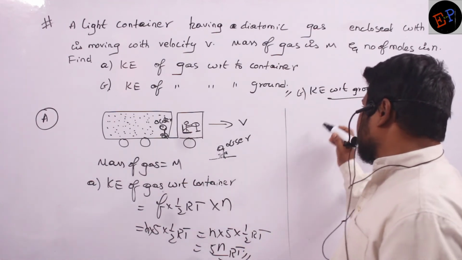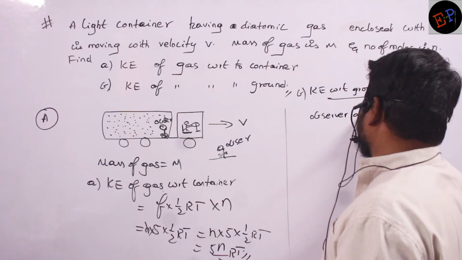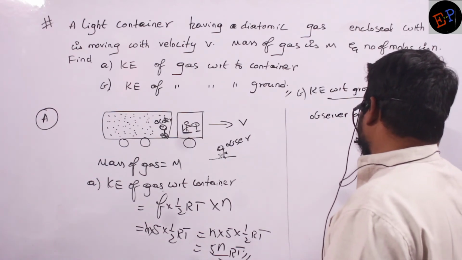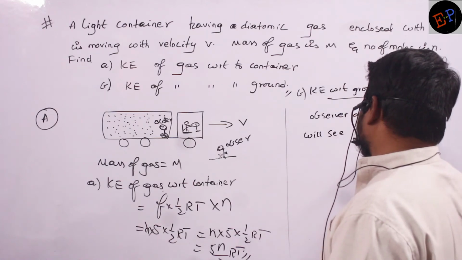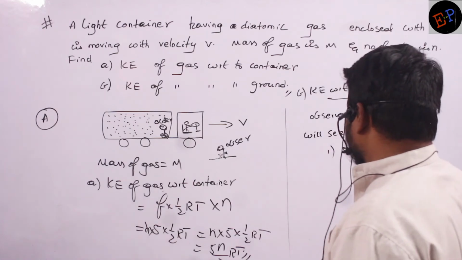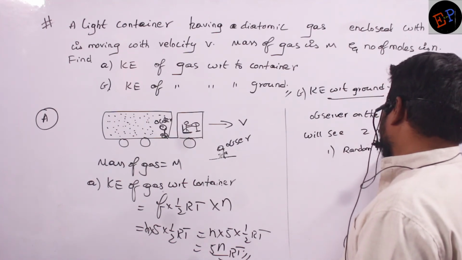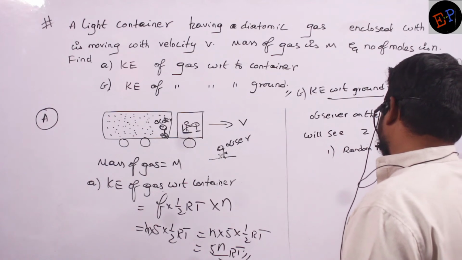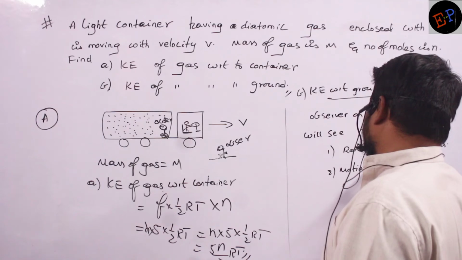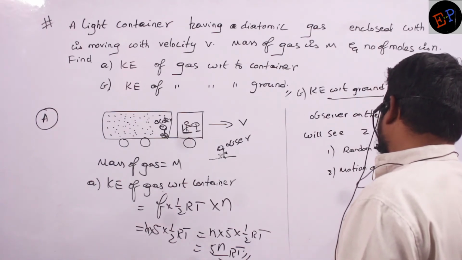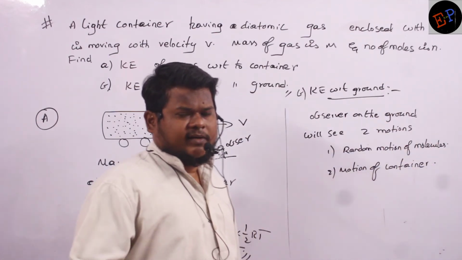Therefore, the observer on the ground will see two motions. What is the first motion? Random motion of molecules of gas, and motion of the container also. Both he will see. Therefore, for this person, the kinetic energy will change.